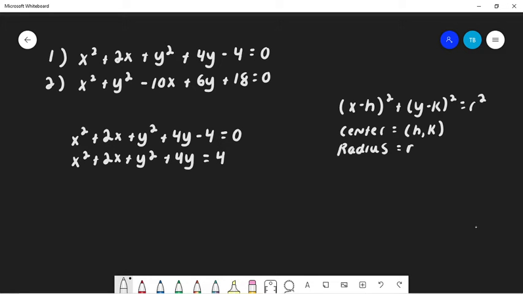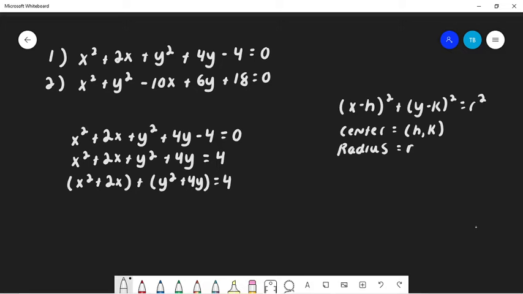Then we want to group all of the terms with the same variable, so we're going to group all the terms that have x's in them. So that's going to be (x² + 2x) + (y² + 4y) = 4. So all we did there was group all of the terms with the same variables in parentheses. That's it.